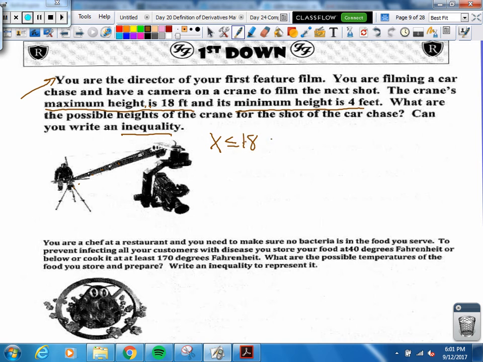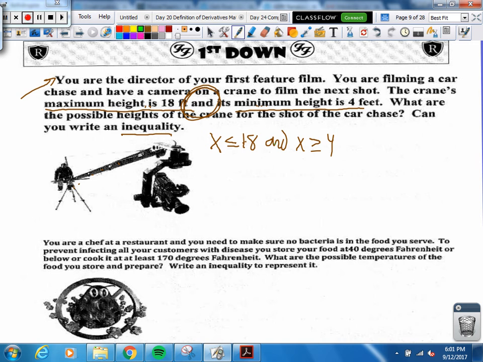Keyword here is and, right there. Circle that. And x has to be a minimum of 4 feet. So that's got to be greater than or equal to 4. So the minimum can't go below the minimum. It's got to be 5, 6, etc. So here's how we rewrite this.